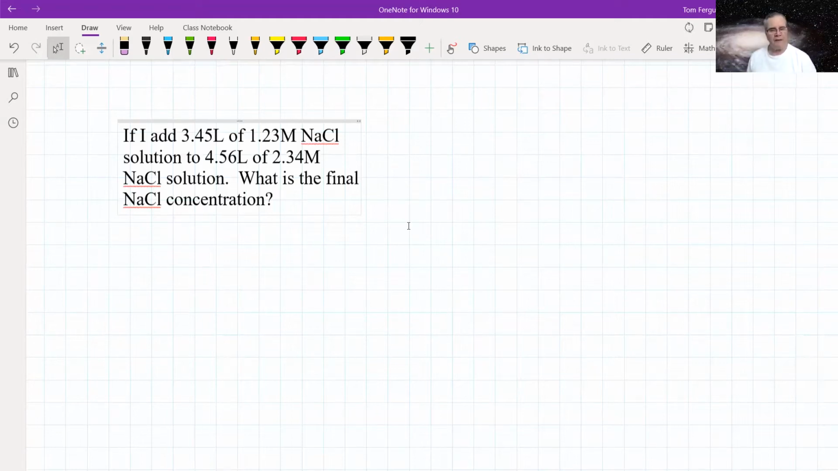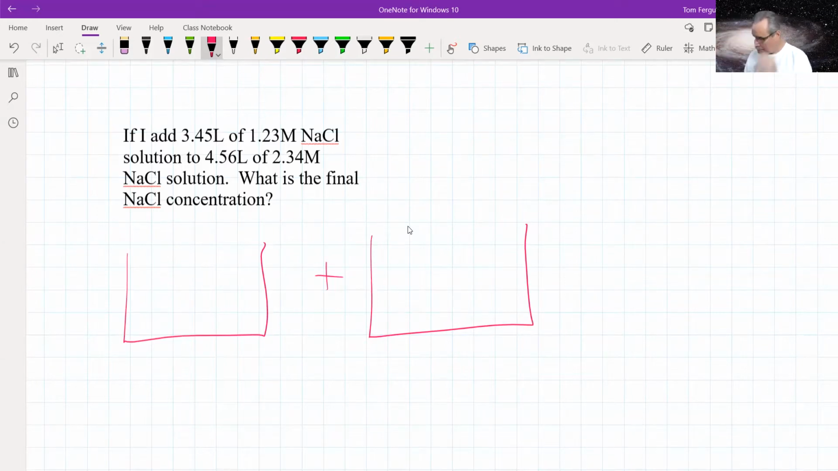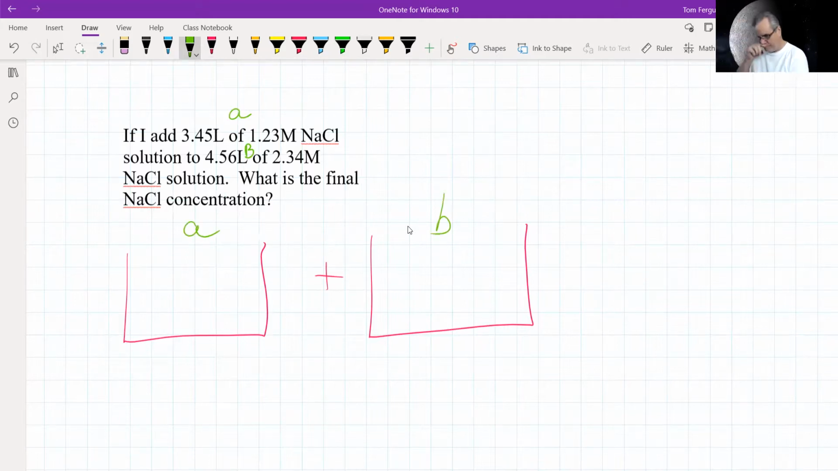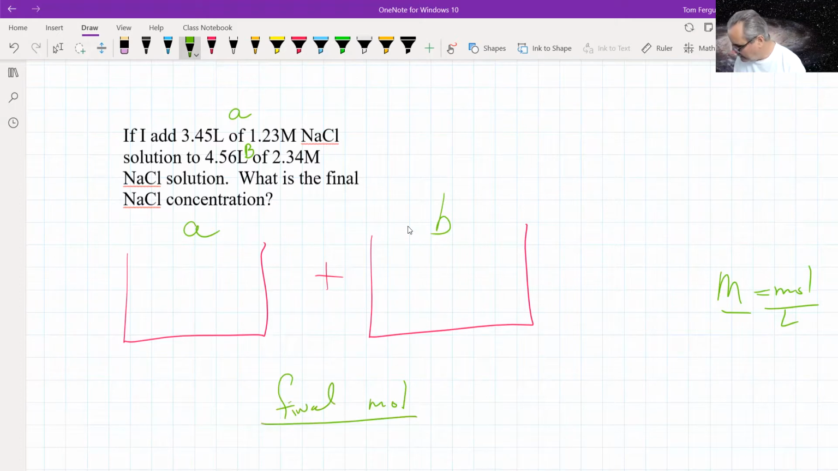Okay, so here now I have, I'm going to call this solution A and this one solution B. Remember, concentration is moles per liter. So what we need to do on this one is find the final moles and the final volume. And then we can calculate this guy here.